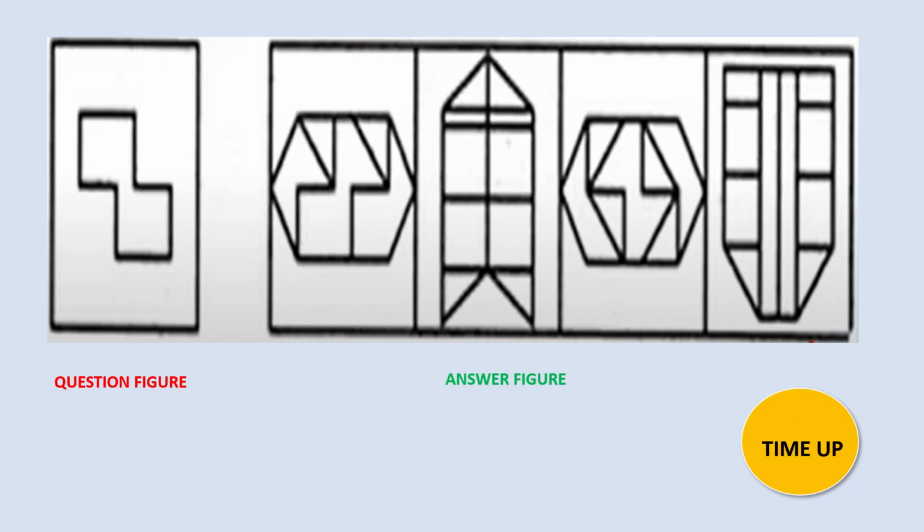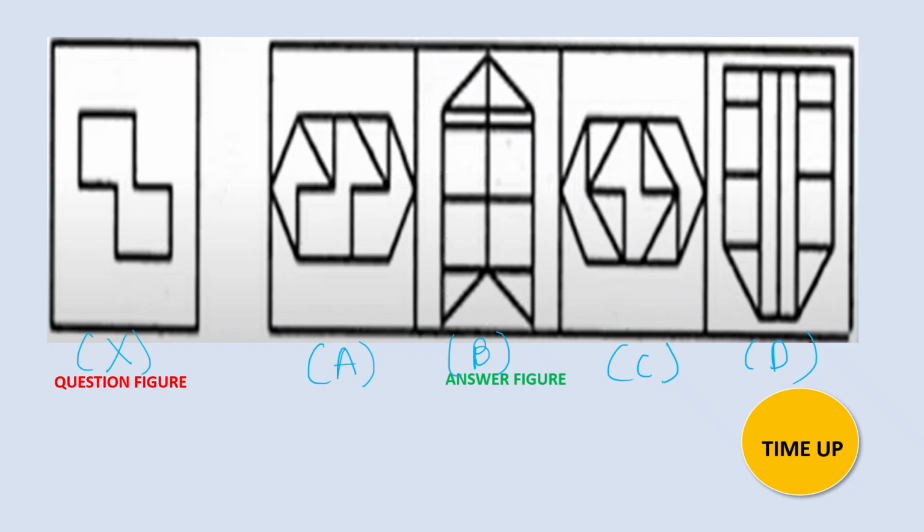Time up, students. So here, what do you think? Which one is the correct answer? So this is option A, this is B, this is C, and this is your D. Okay, and this is your X figure.